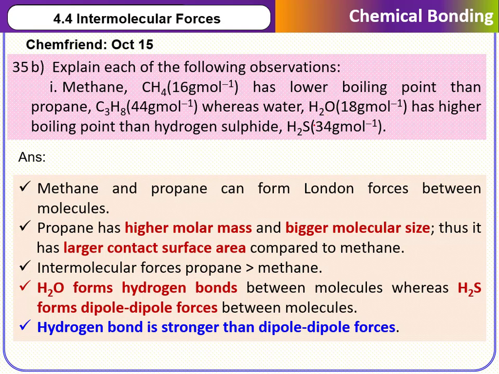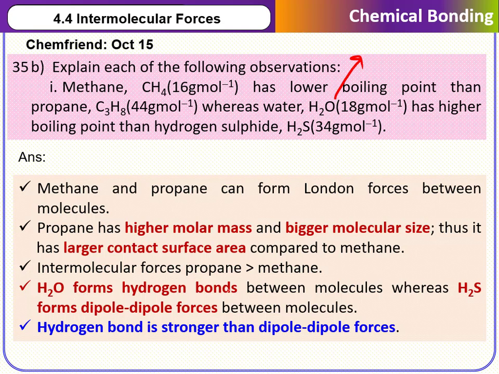Whereas water has a higher boiling point than hydrogen sulfide. Hydrogen sulfide, the molar mass given is 34, whereas water is 18. Logically, when we have higher molar mass, it must have bigger size, bigger contact surface area and so on, right? But why does water with lower molar mass have a higher boiling point pula? Right, okay. So here, what you can do is relate water with the existence of hydrogen bond.